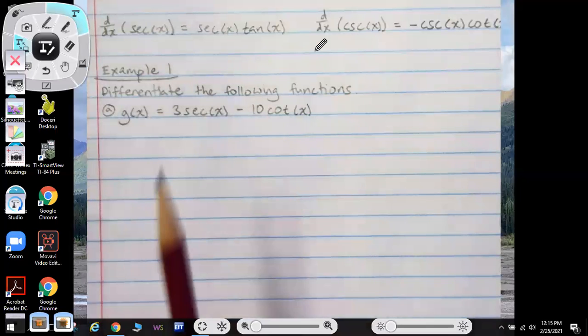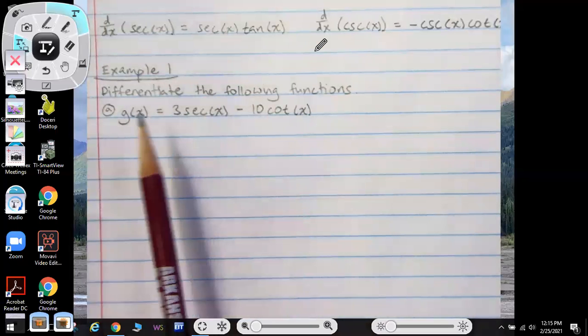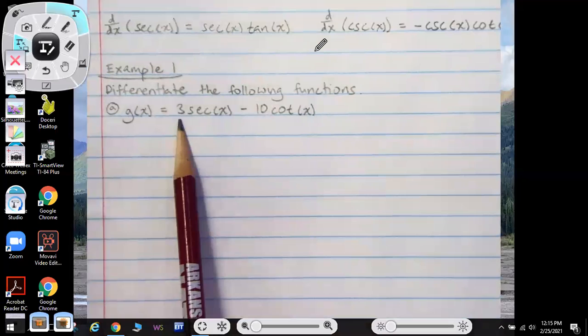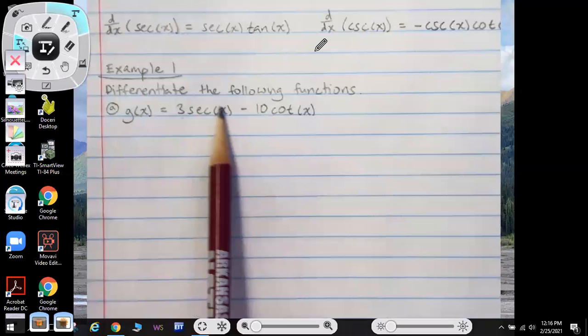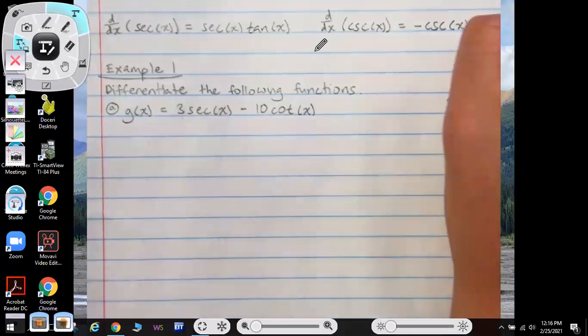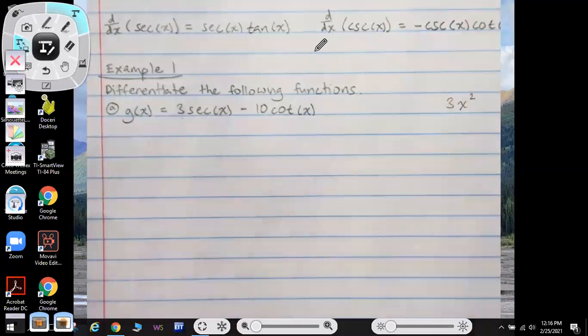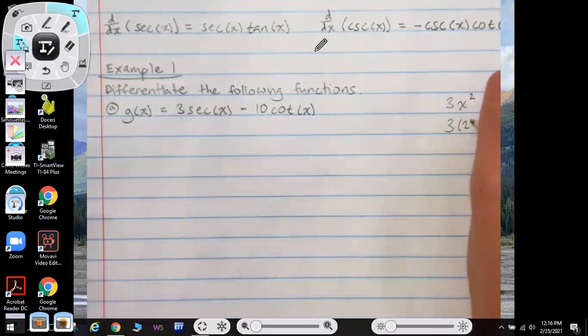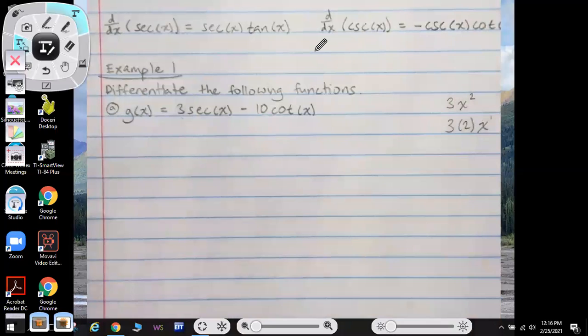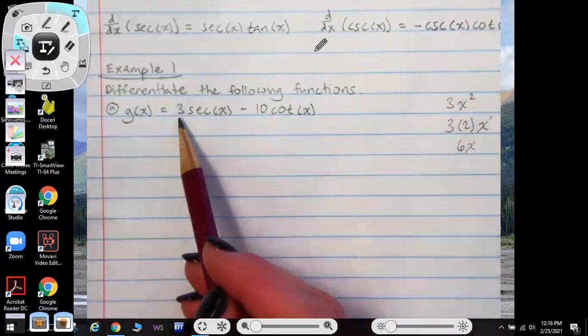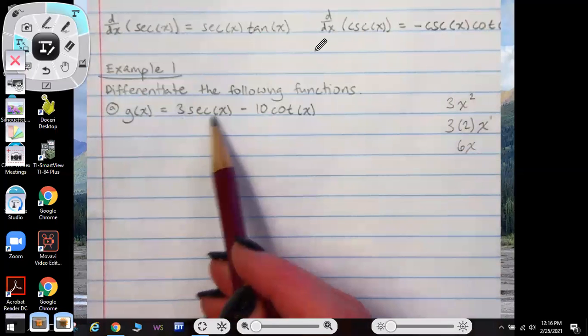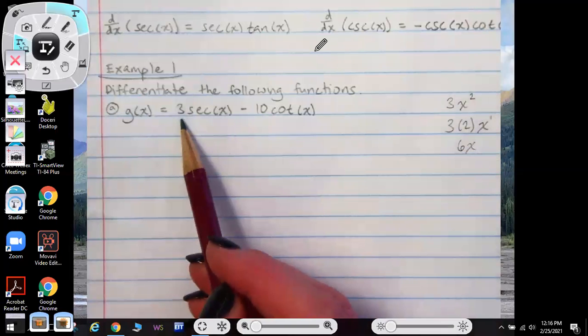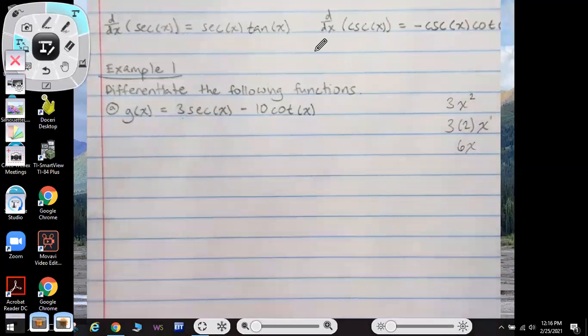Okay, so before today, we talked about if we have a coefficient in front of a function, when we take the derivative, the coefficient stays, and then we take the derivative of the function. So like, if we have 3x squared and we're taking the derivative, the 3 stays, and then we take the derivative of x squared. Bring the 2 down in front, x to the first power, and then we get 6x. It's going to be the same thing for trig functions. These coefficients that are in front of the trig functions stay, and then we just take the derivative of the trig functions.